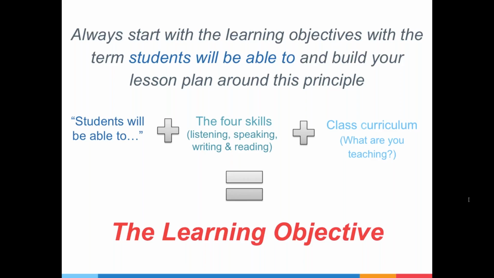So when you think about this, I always want you to start with the term students will be able to, and then build around this principle. Because with the phrase students will be able to, you can say, yes, students were able to, or no, they were not. It's a clear yes, no answer.